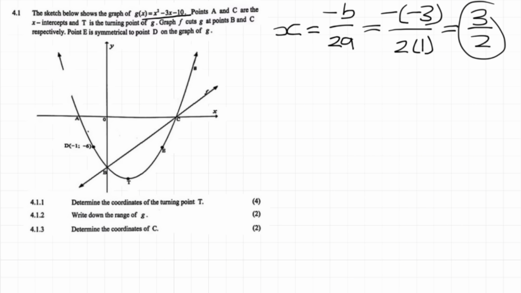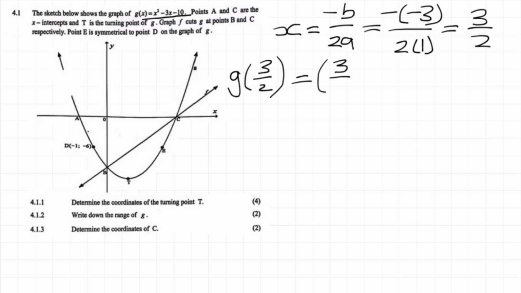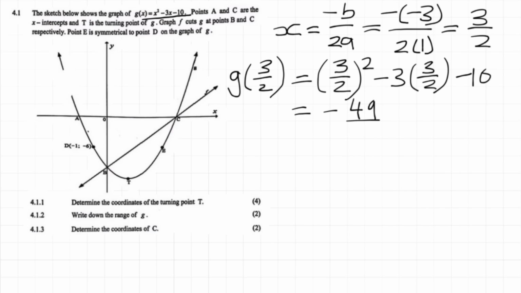To find the y value, we take this and substitute it into the original equation. I'm going to say g of 3 over 2. Whenever there is x in that equation, I'm going to just put 3 over 2. You can punch this in a calculator, and you're going to get a strange number, which is negative 49 over 4. So now we did find the coordinate of T, which is 3 over 2 and negative 49 over 4.